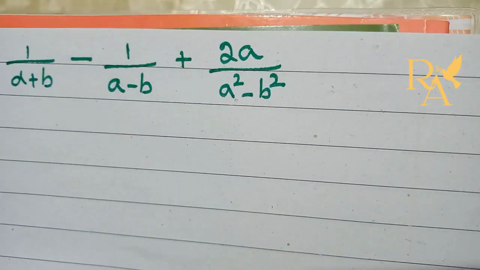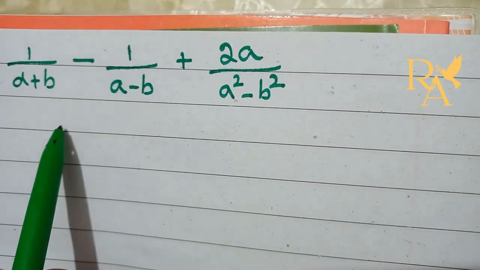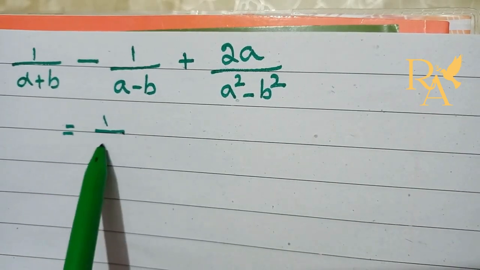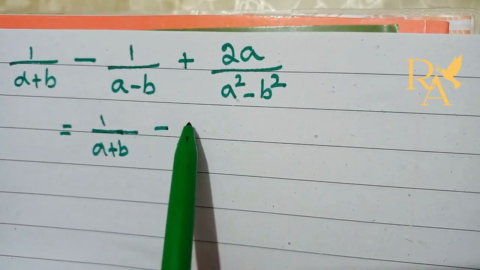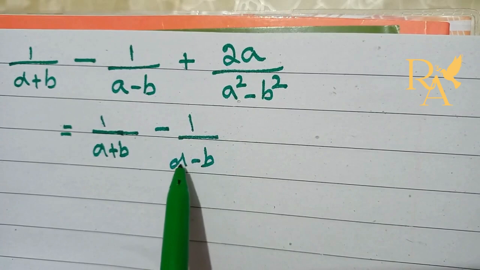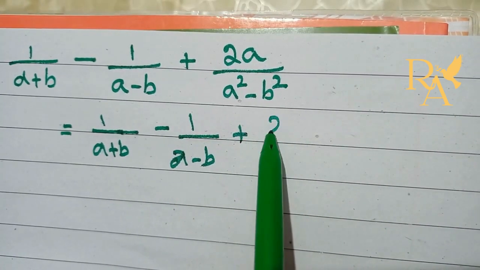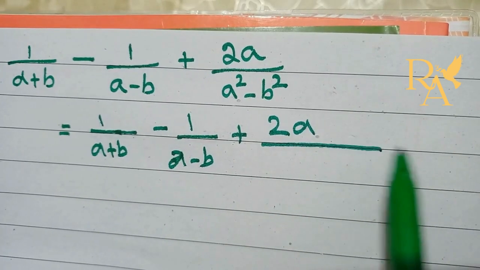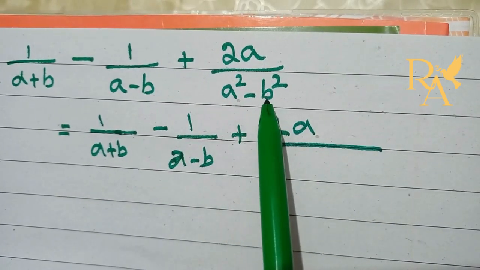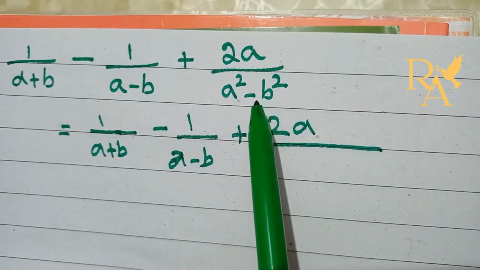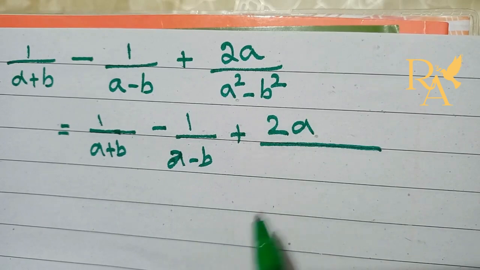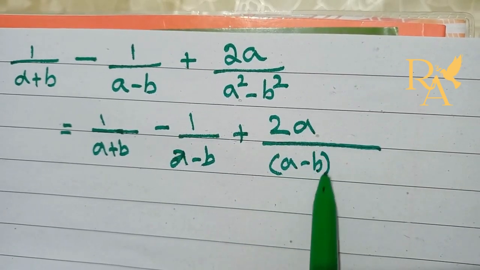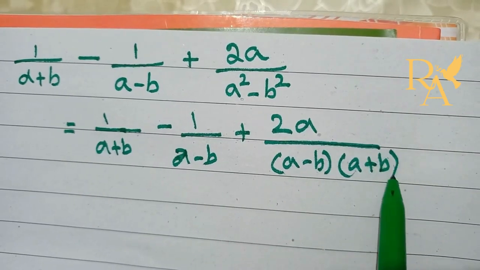Here is the data: 1 upon a plus b minus 1 upon a minus b plus 2a divided by a square minus b square. Now we will write 1 upon a plus b minus 1 upon a minus b plus 2a divided by a square minus b square, which is equal to the formula (a minus b)(a plus b), a minus b and a plus b.